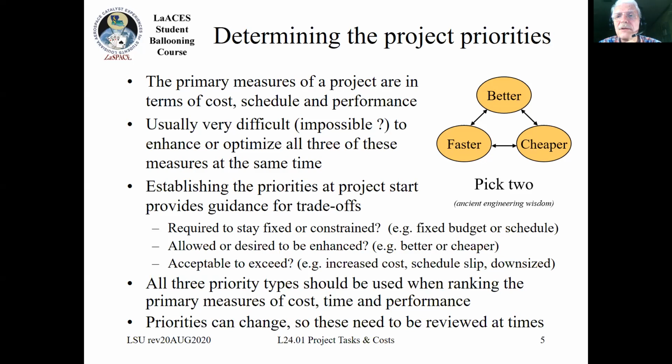You can make things go faster or better, but not necessarily cheaper. Or you can have things faster and cheaper, but it won't be better. All right, so you really need to understand what your priorities are going to be in a project. So, are you constrained in terms of a schedule? Are you allowed to enhance some aspect of the project? Can you exceed some aspect of the project? These are things that you need to determine.